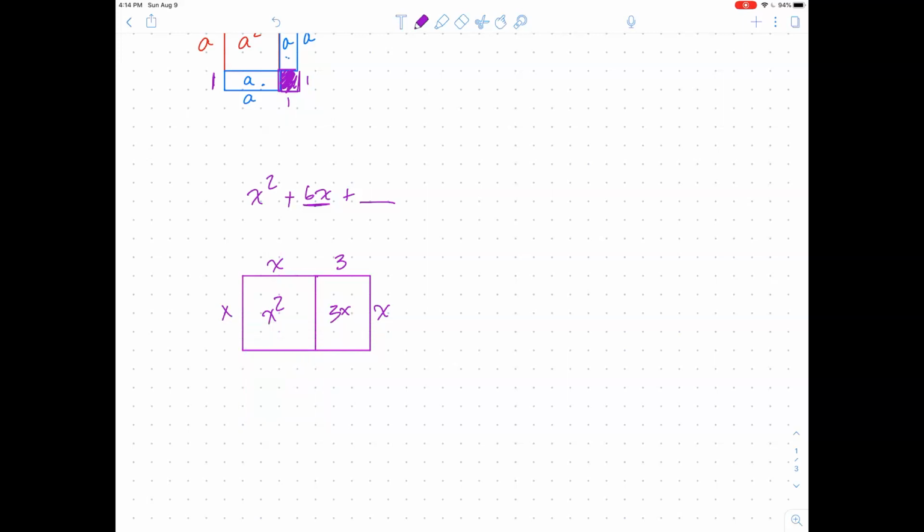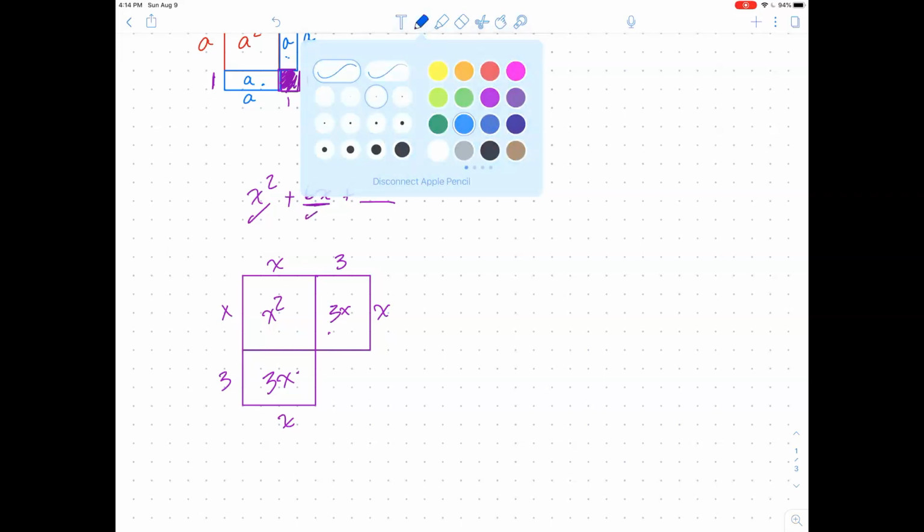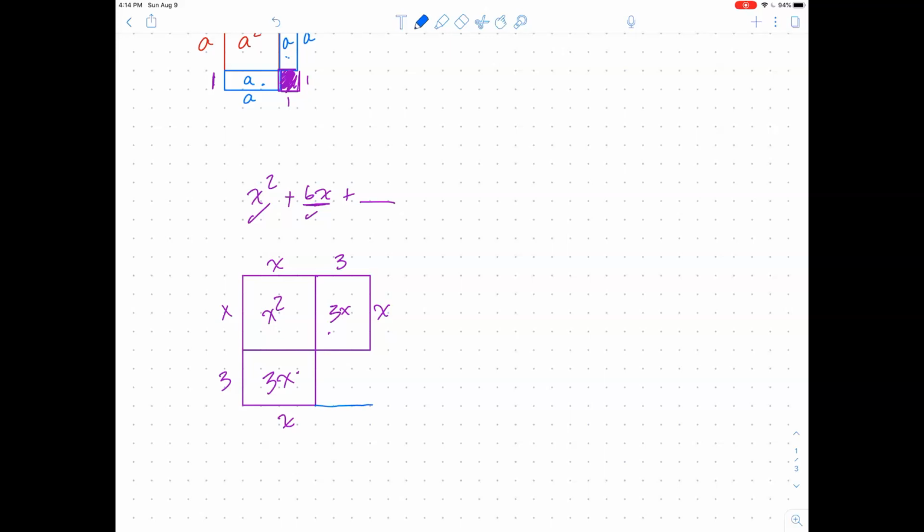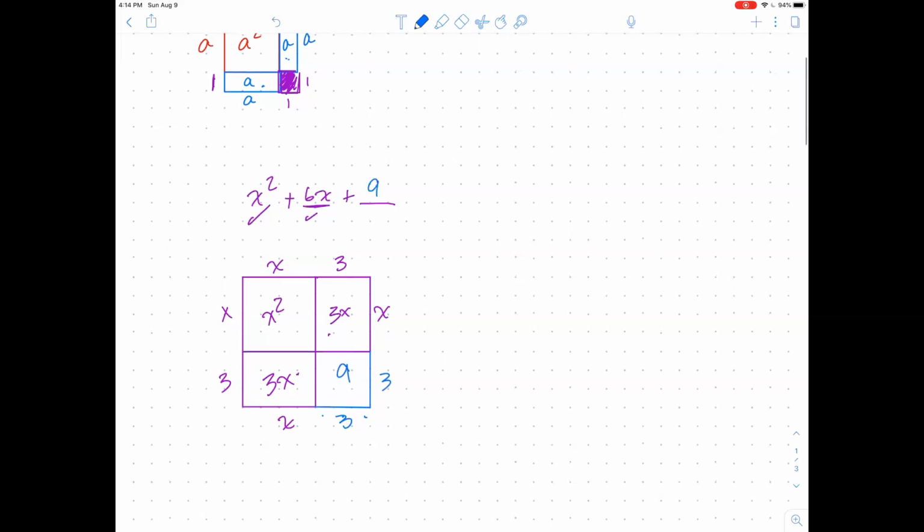Oops, drawing a square, we don't want a square. 1, 2, 3, and x. Okay, there we go. So that'll be 3x. And now we want to complete the square, right? Because that's x squared. And that's 3x plus 3x is 6x. And so this last one down here is 3 units, 1, 2, 3, by 3. And that's 9. And so we complete the square.